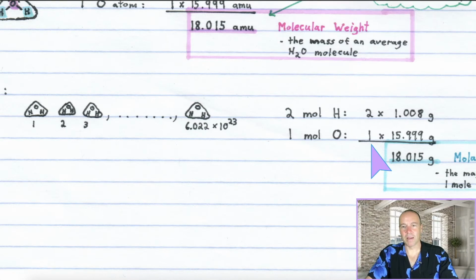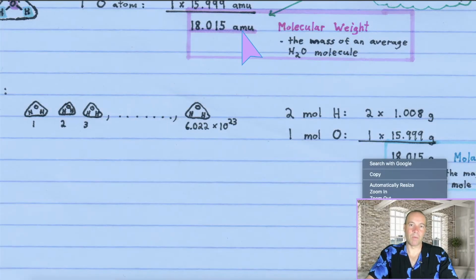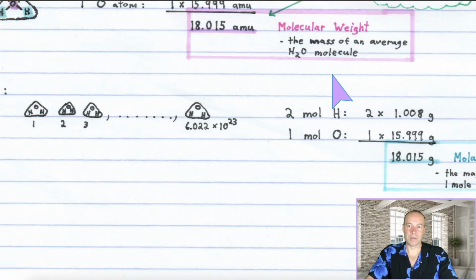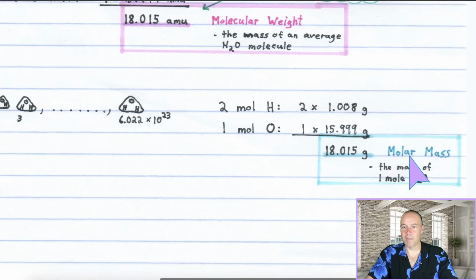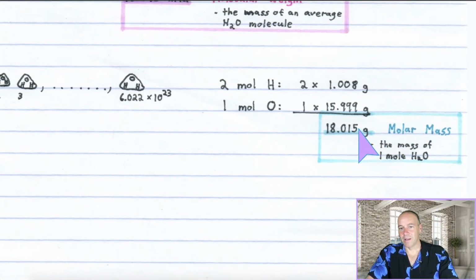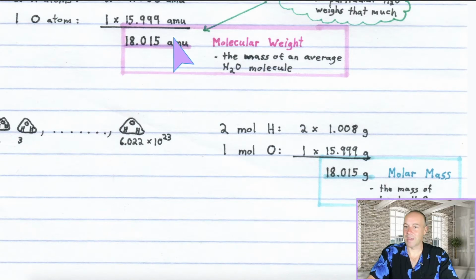And so multiplying the molar mass of the elements by how many atoms are in the formula, you got 2 hydrogens and 1 oxygen, and then adding that up, of course, you're going to get the same answer as before. So 18.015, and this time we call that molar mass because it's 18.015 grams. So the mole, you get the larger unit of grams. The molecule, you get the smaller unit of AMU.